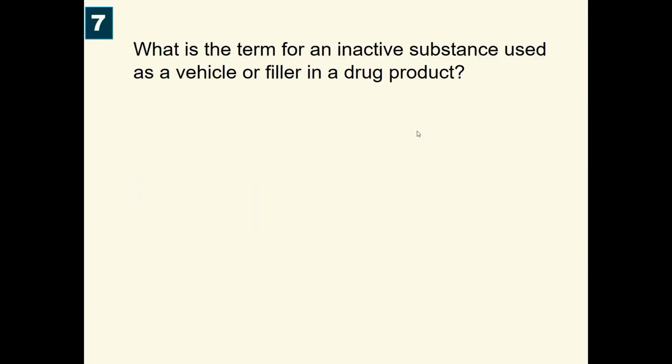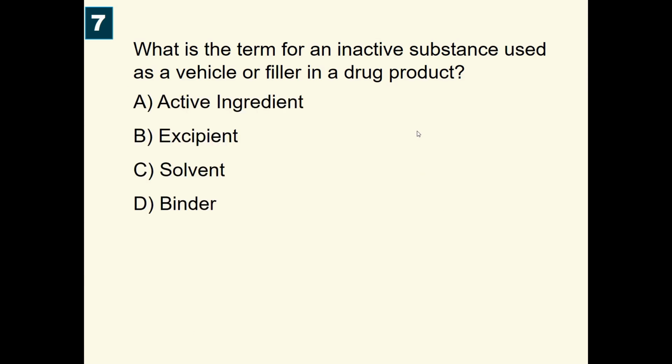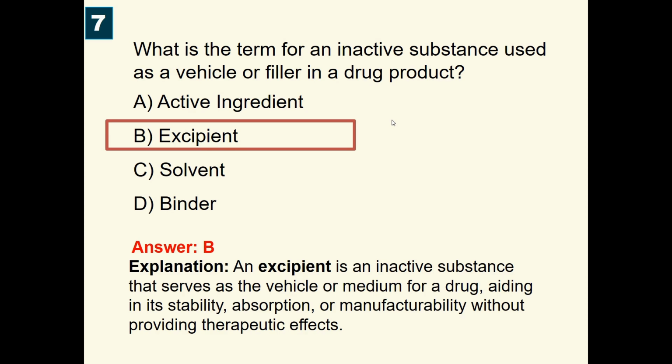What is the term for an inactive substance used as a vehicle or filler in a drug product? A. Active ingredient. B. Excipient. C. Solvent. D. Binder. Correct answer is excipient. An excipient is an inactive substance used as the vehicle in the drug formulation, which helps with stability and absorption, and it does not affect the therapeutic effect of the drug.